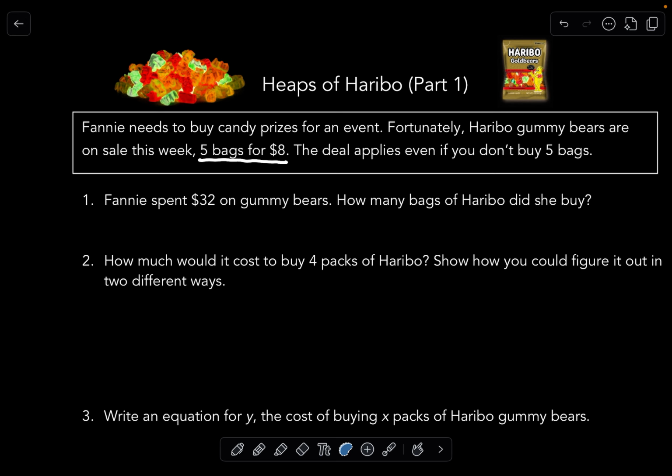If Fanny spent $32 on gummy bears, how many bags of gummy bears does she buy? Well, we know 5 bags is $8, so if you spend $32, you can divide it by 8 and get 4. That means you bought 4 sets of 5 bags. So it would be 4 times 5 is 20 bags of gummy bears.